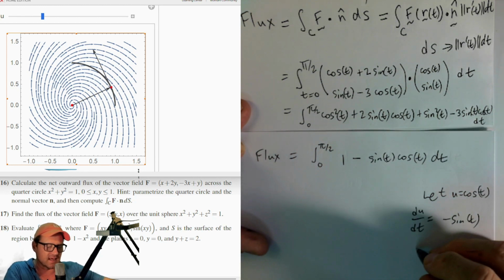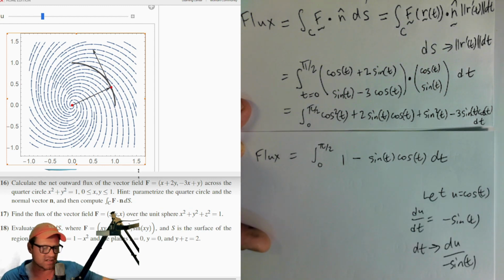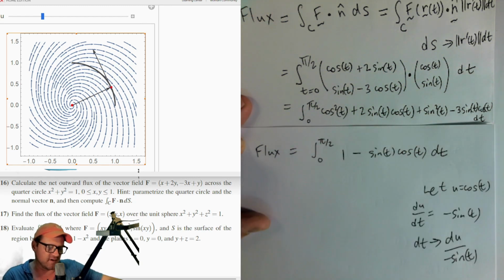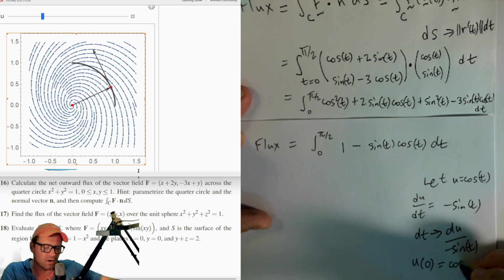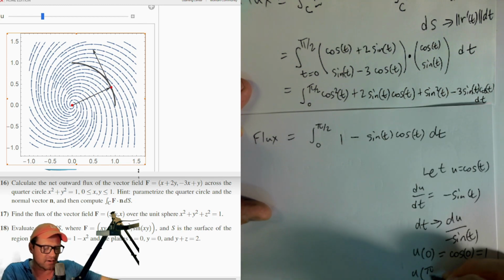So this tells us then that we can replace dt with du over minus sine of t in a substitution. Now, what happens to the u for the boundary values? Okay, so u as a function of 0 is cos of 0, which is 1. U as a function of pi on 2 is cos of pi on 2, which is 0.